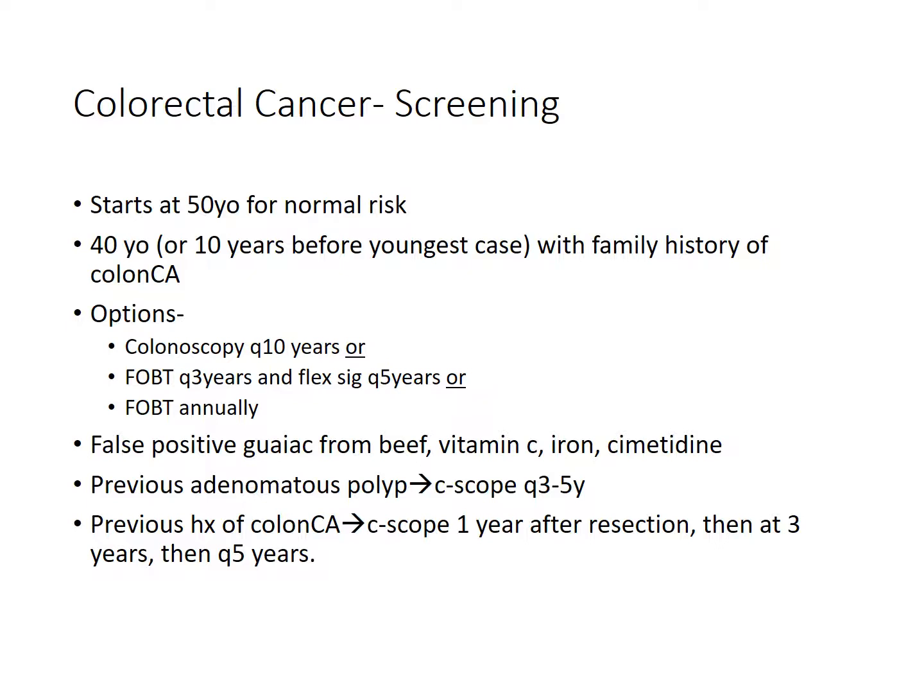Patients with a previous polyp are going to get scoped every 3 to 5 years, depending on how many polyps there are, location, and history. And then patients with previous colon cancer who've had a resection are going to get a colonoscopy 1 year after resection, then 3 years, then every 5 years after that, assuming there's no further polyps or lesions found.